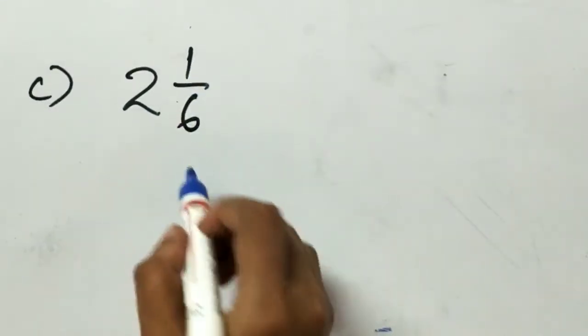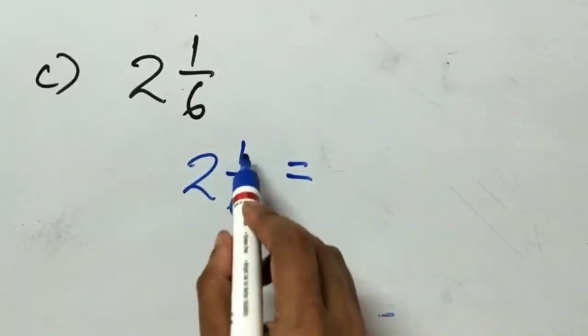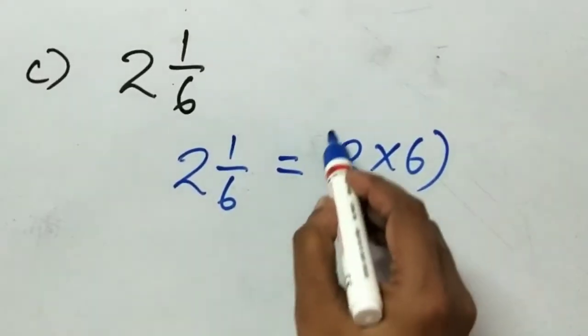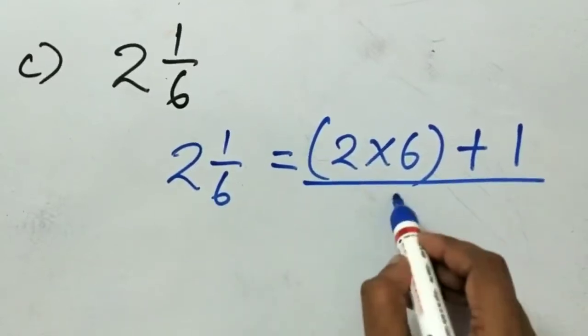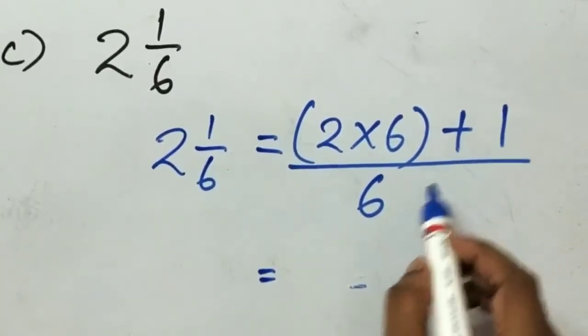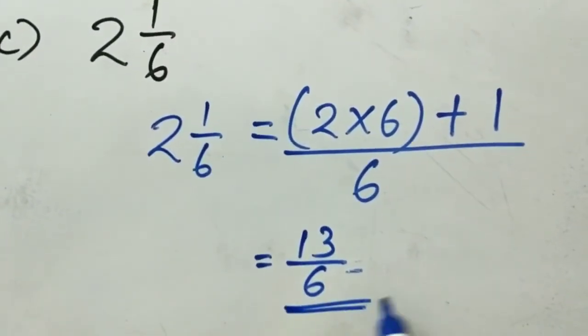Next, 2 and 1 by 6. 2 and 1 by 6 equals 2 into 6 plus 1 by 6. 2 into 6, 12. 12 plus 1, 13 by 6.